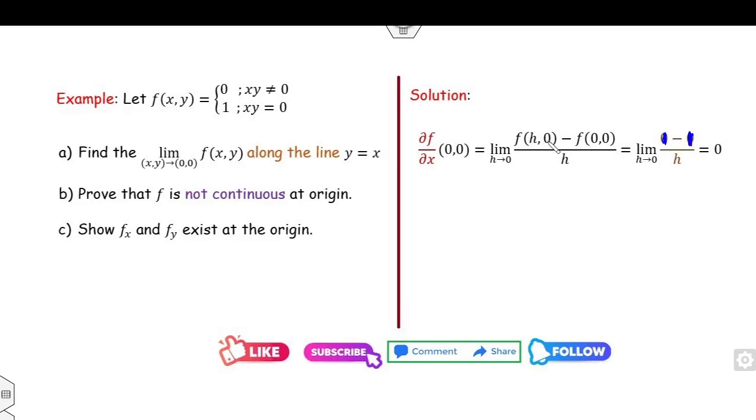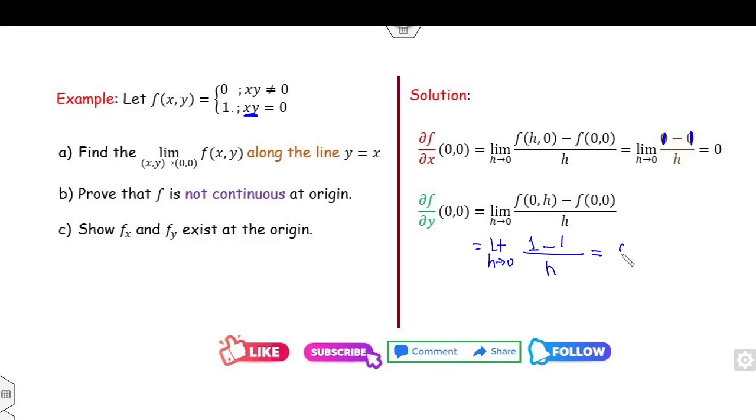f(h, 0): the product is 0. Similarly, the partial derivative with respect to y at (0, 0) is, again, (0, h), and the product of them is 0. So sorry, the function value is 1, divided by h. So 1 minus 1 is 0. Again the limit is 0. So you can see both the limits exist.